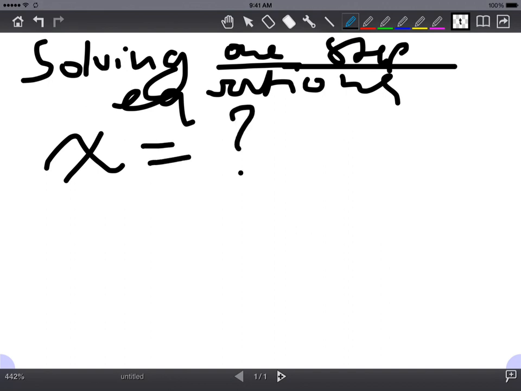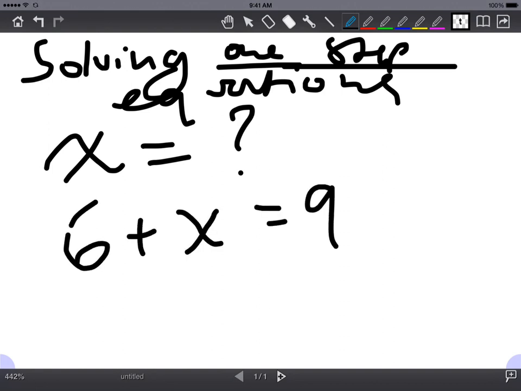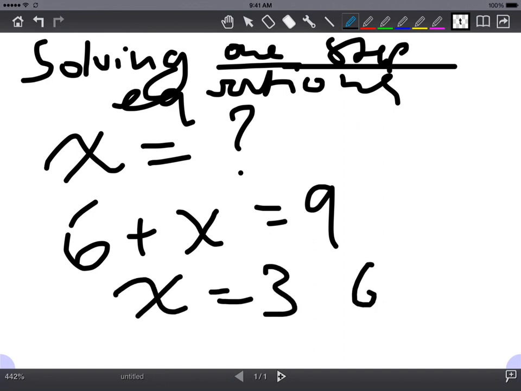So to start off, I'm just going to say that an equation is a mathematical statement in which two expressions are equal. And a solution of an equation is the value of the variable that makes the equation true. So say you have 6 plus x equals 9. The solution would be x equals 3 because 6 plus 3 equals 9.